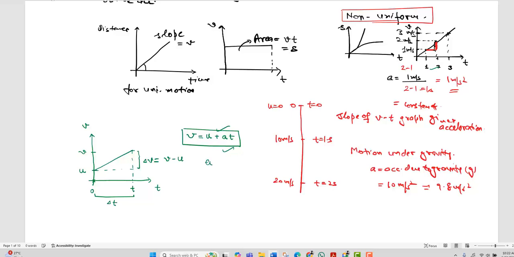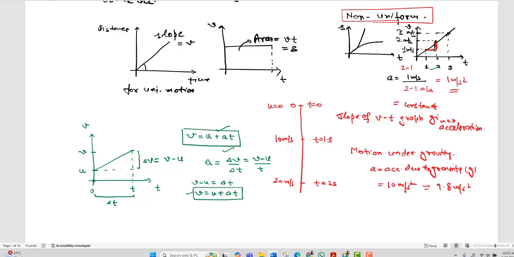So how are we defining the acceleration? Acceleration is change in velocity by the time interval. So what is the change in velocity? v minus u, and the corresponding time interval is t. Now if you solve this, you will get v minus u equals at, and v is equal to u plus at, right? So just by using the definition of acceleration, we have inferred this from the graph.